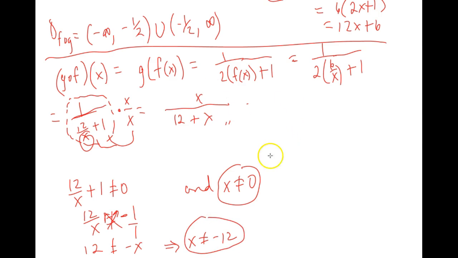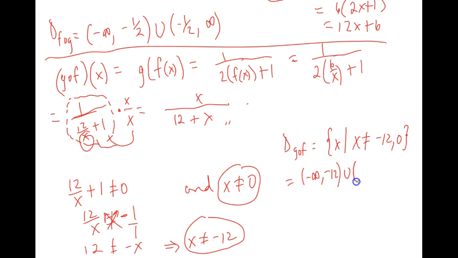And so the domain of g of f of x is going to be all real numbers except for negative 12 and 0. And of course, in interval notation, we would write that as negative infinity to negative 12, union negative 12 to 0, and then from 0 to infinity.